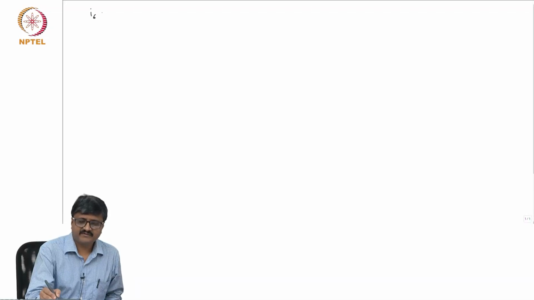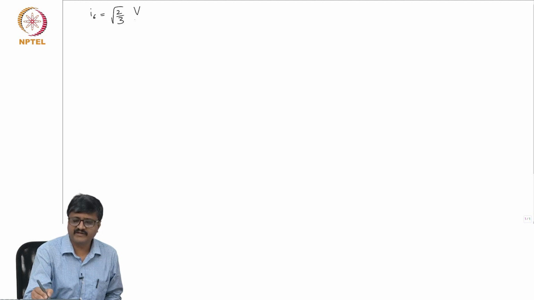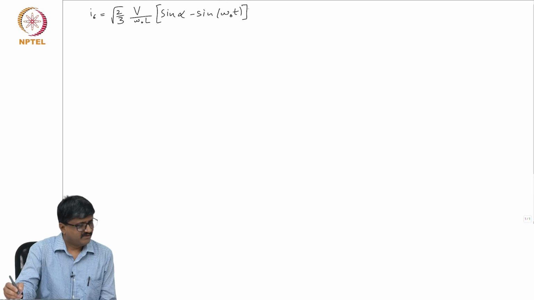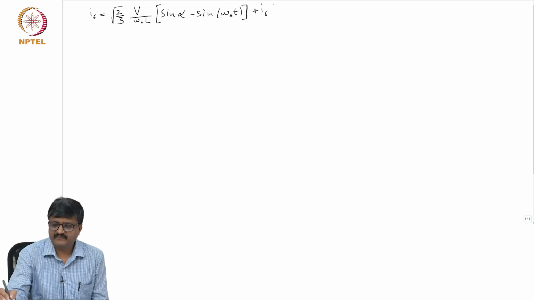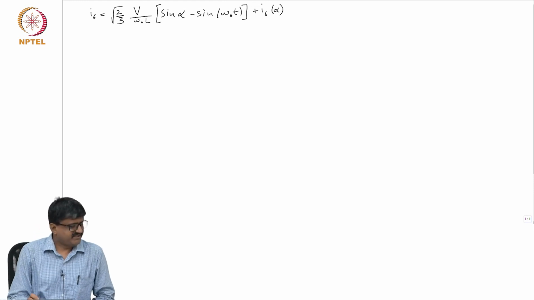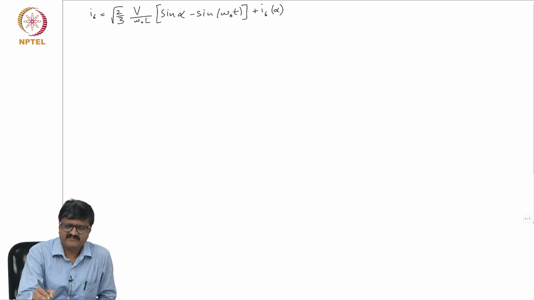So, I6 is equal to root 2 by 3 V by omega OL into sin alpha minus sin omega OT plus I6 of alpha. Now, this expression is applicable in the first subinterval. Now, one has to note that alpha is the instant at which valve 3 is turned on.